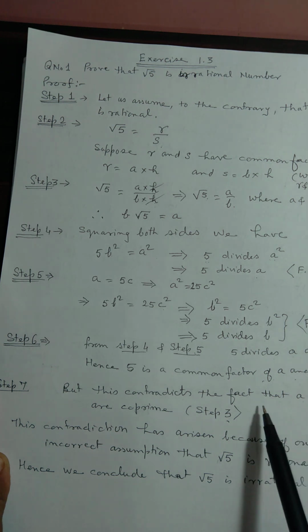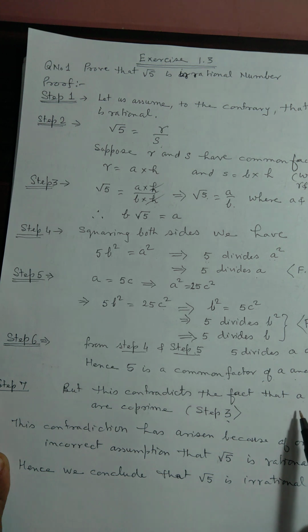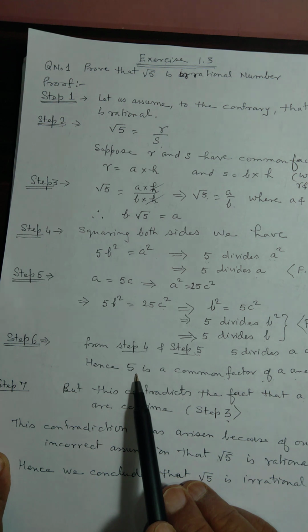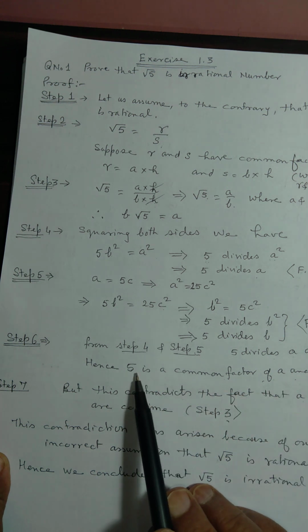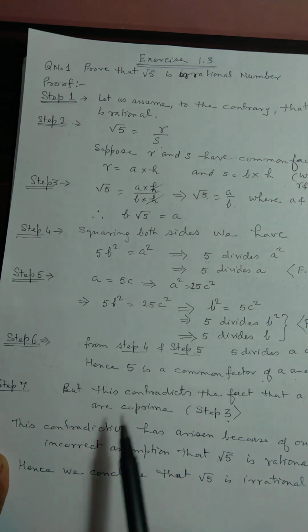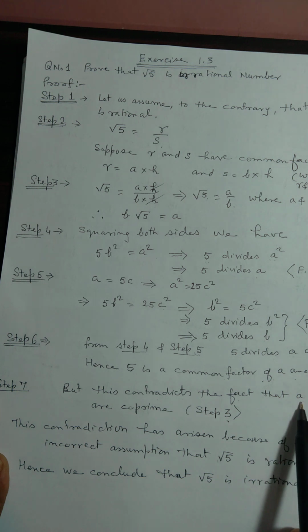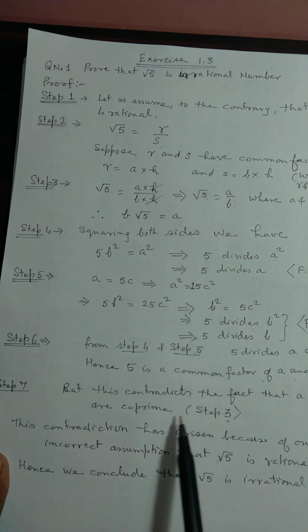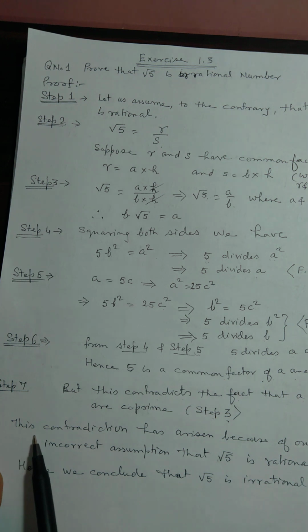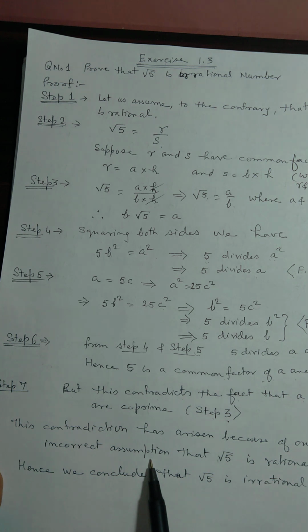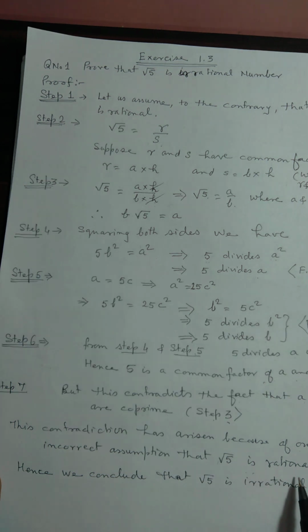Once we have said that these are co-prime, but here again we are saying that it can be divided by a and b can be divided by 5. So it will be a contradiction, you see. But this contradicts the fact that a and b are co-prime. Step 3 I have mentioned. This contradiction has arisen because of our incorrect assumption that root 5 is rational. Hence we conclude that root 5 is an irrational number.